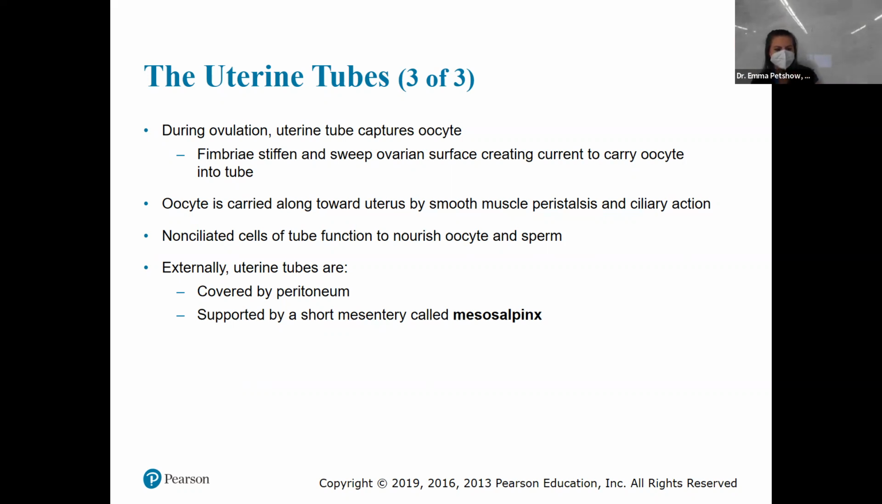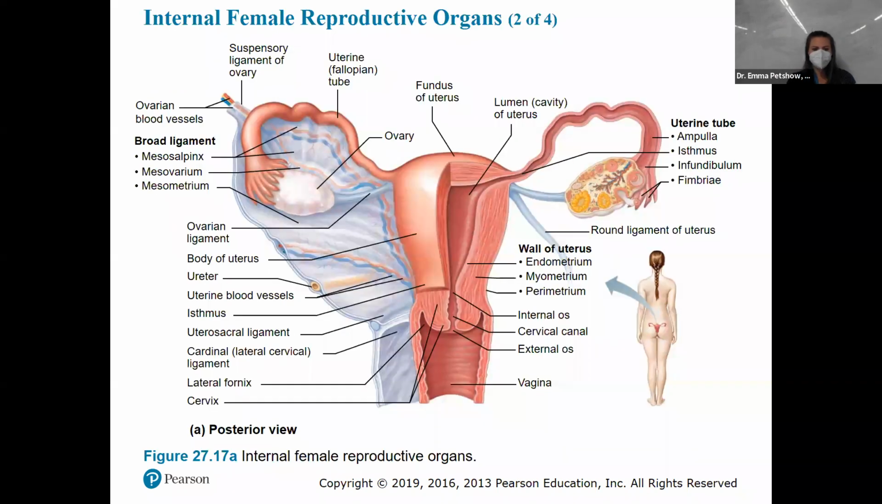And they are covered by peritoneum, just like everything really in this space. And there is a structure called the mesosalpinx that supports the tubes. And so we'll look at what that looks like here. It's part of your broad ligament. So again, when in doubt, everything's a part of your broad ligament. So you have your mesosalpinx, which is part of the mesoovarium. So mesosalpinx is kind of this fibrous structure up here that supports your uterine tubes, versus your mesoovarium, which is this fibrous structure here that's supporting your ovaries.